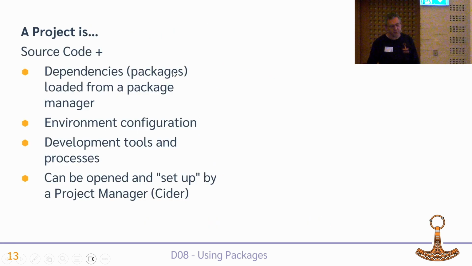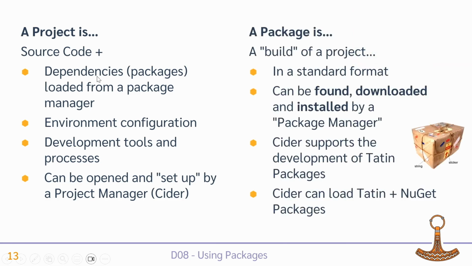Here's a picture of one. So a project is your source code and some dependencies and the various bits of configuration that we looked at, something that Cider could use. There are also other project managers like Acre and Dado, which all have roughly this kind of functionality. And a package is then typically something that has been built from a project in a specific format, like the Tatin format, and you upload it to the Tatin server, and you can then go to the website and find it, or you can use API functions to find out what packages are there.